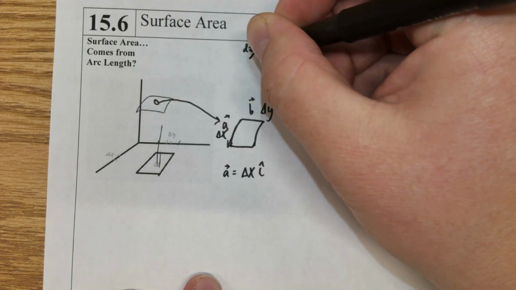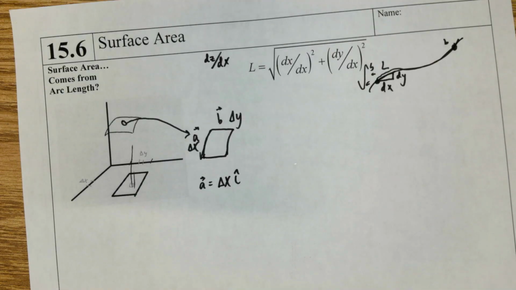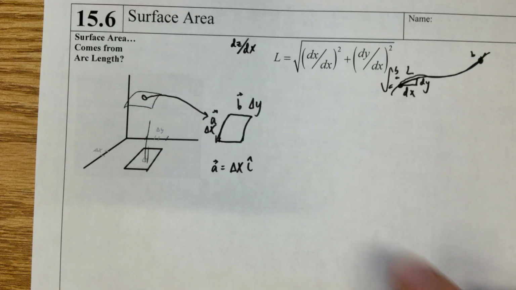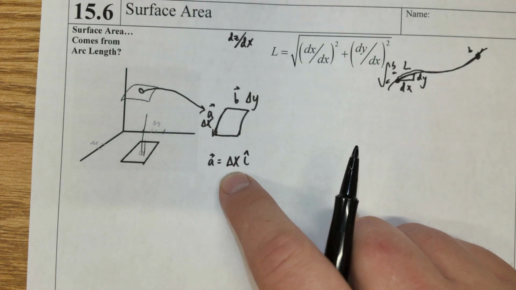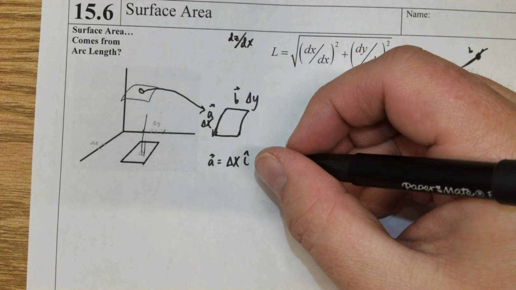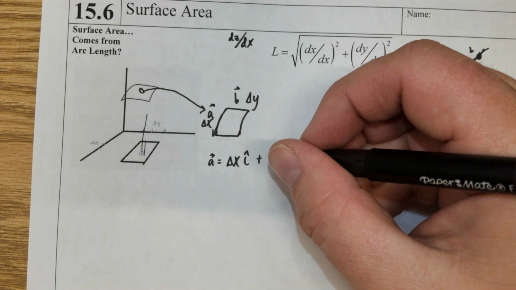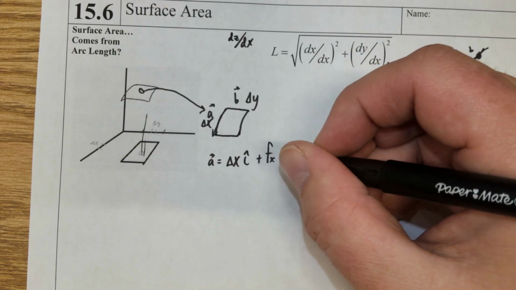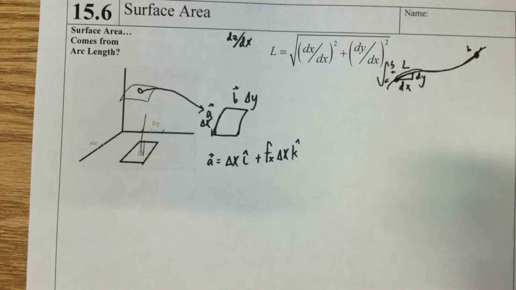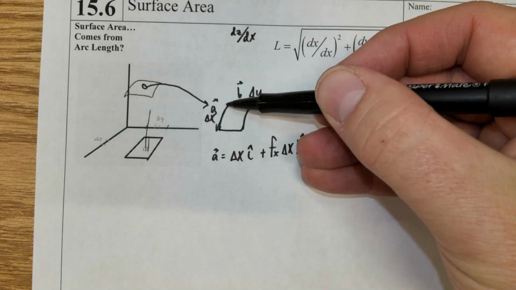Well, what would I call a change in z with respect to x? I would call that a partial. And so then I would multiply the partial by the run, the delta x, and I would be left with that vertical change. So I'm going to call this f sub x. If I multiply this by delta x, I would get my vertical change along the one side.